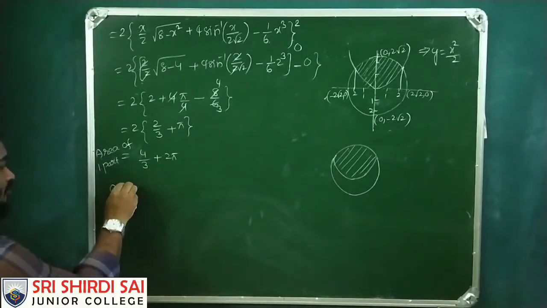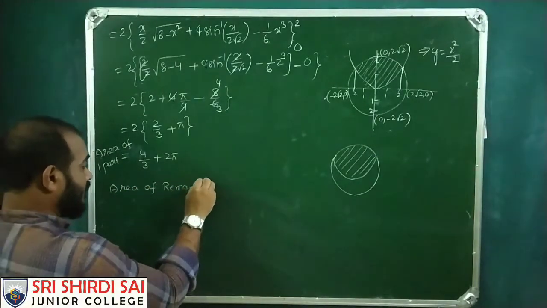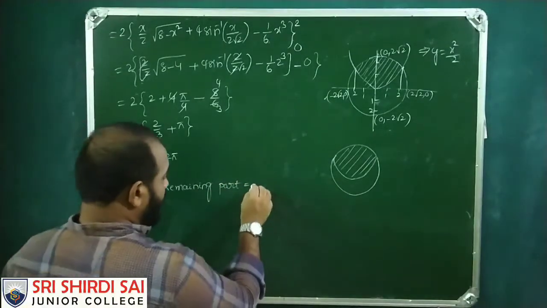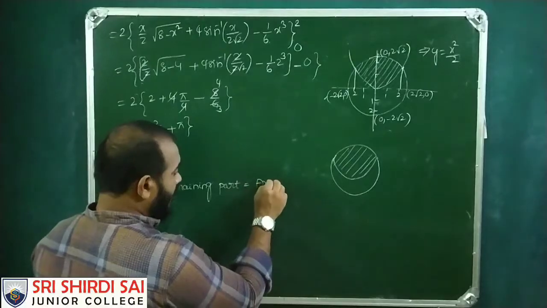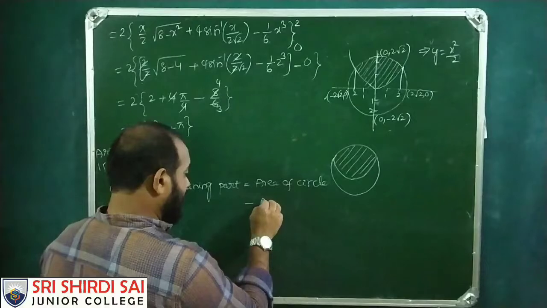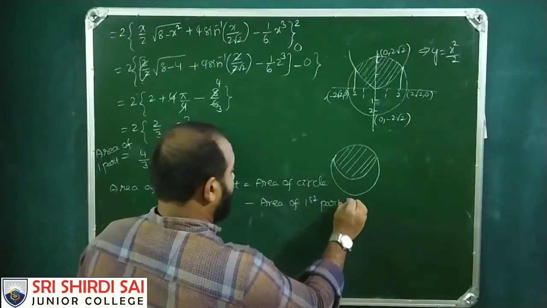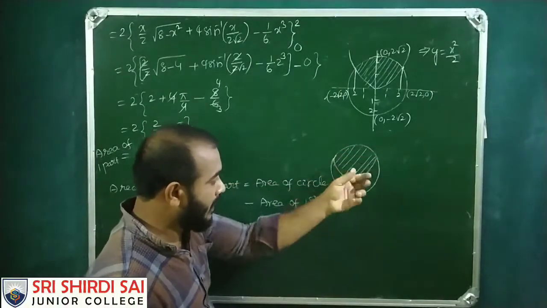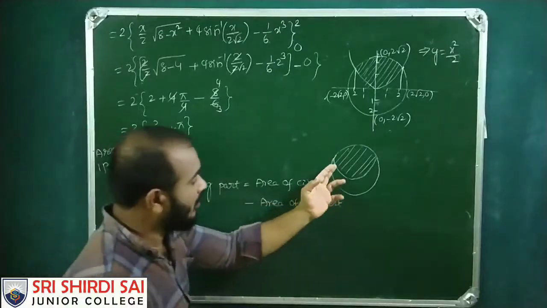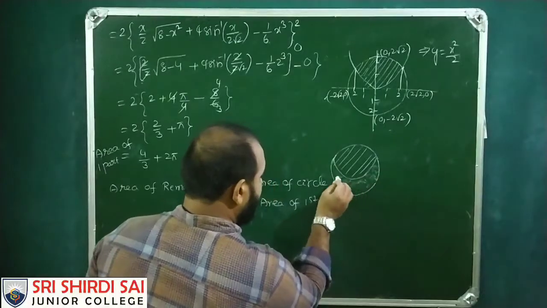So the area of the remaining part is equal to the area of the circle minus the area of the first part. So this is the whole circle. Circle's area minus the area that we got right now. If you subtract, then actually the remaining area, this we will be getting, right?